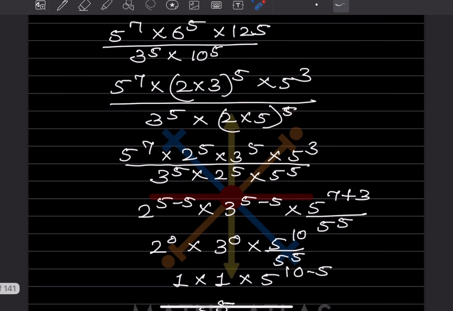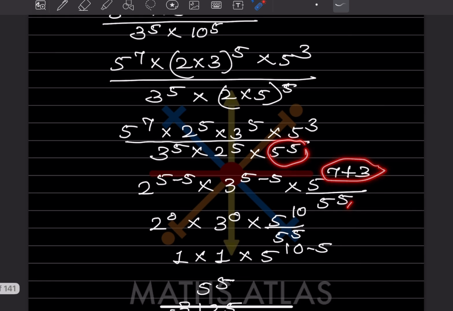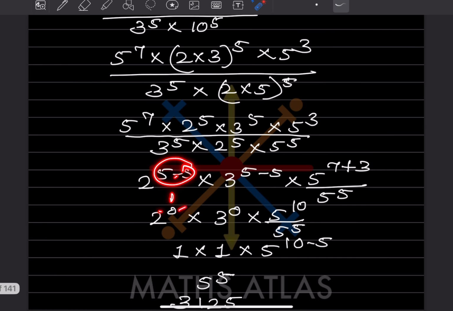So now you can see all are 2, 3 and 5. Let us start with 2. You can start with any number. So now let us take this group. This is division. So that will be, because it is a raised to m minus n, 5 minus 5. Now let us see for 3. That also is 5 minus 5. Now let us see for 5. In 5 we can see here as well as this one, in the numerator we will write 5 because this is multiplication. So that is going to be 7 plus 3. And this denominator is 5 raised to 5. So here 5 minus 5 is 0. So 2 raised to 0, 3 raised to 0. This is going to be 10. 5 raised to 10 divided by 5 raised to 5.